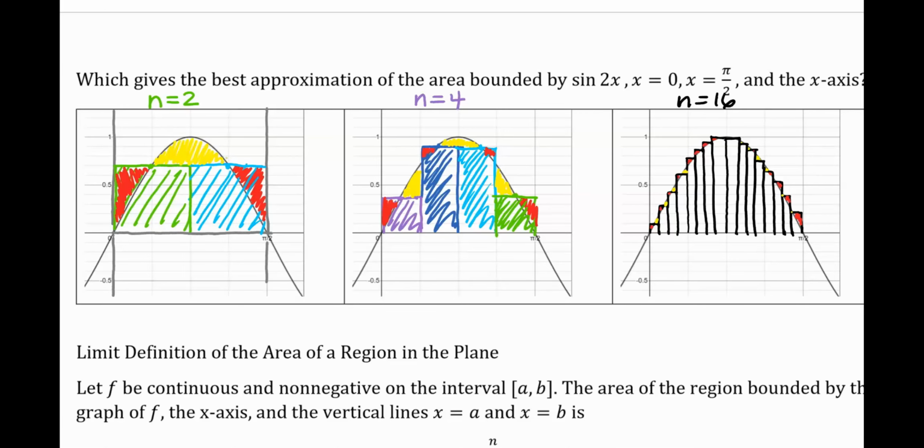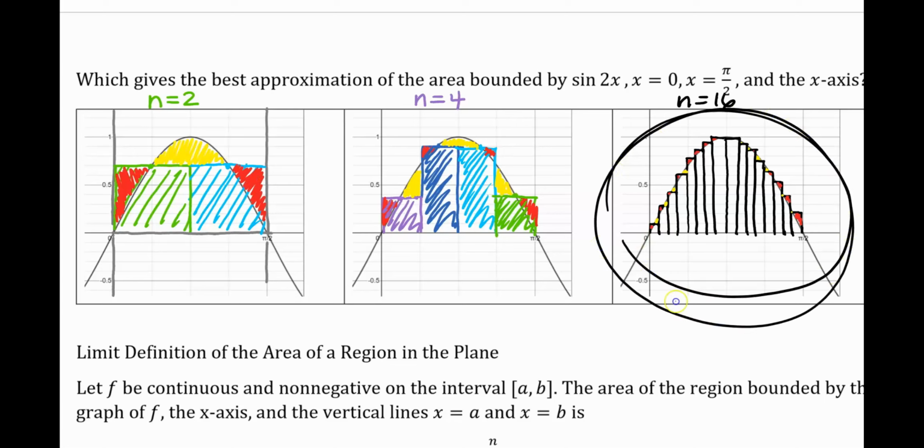So looking at these 3 scenarios, looking for the McDonald's colors, red and yellow, I think it's really clear that this last one with the 16 rectangles is doing the best job of approximating the area under that curve between 0 and pi over 2. And so the idea behind this is the more rectangles you have, the better the approximation.